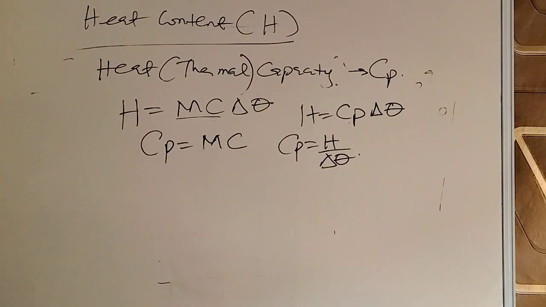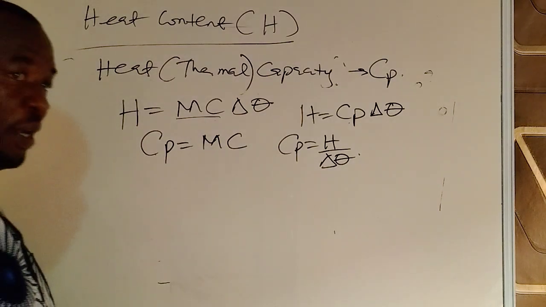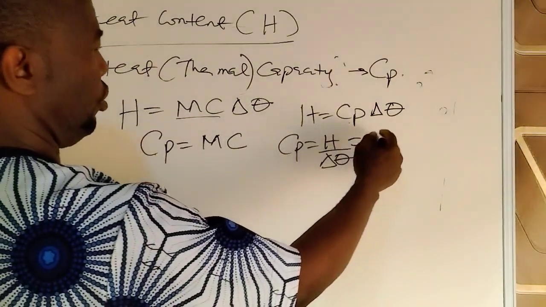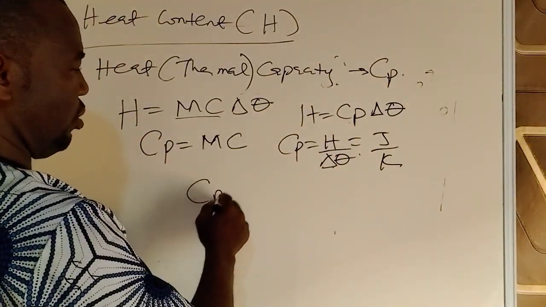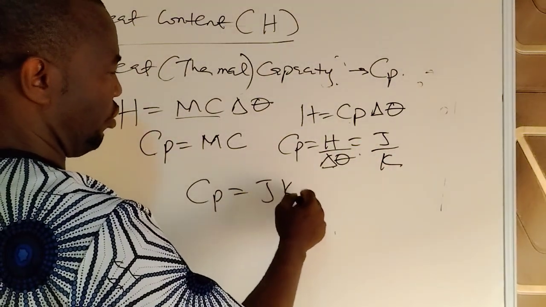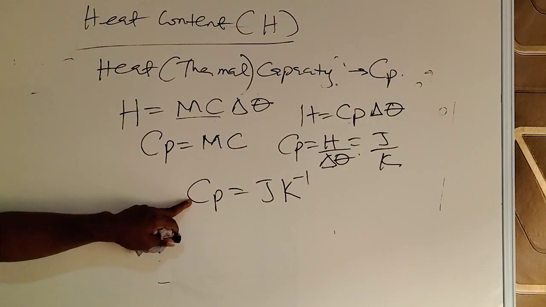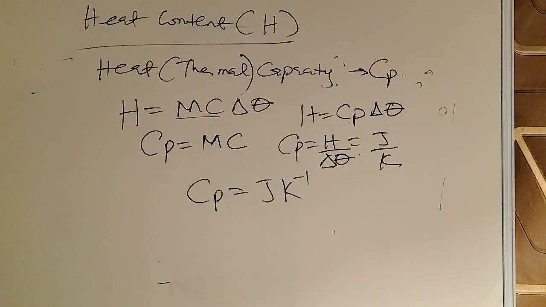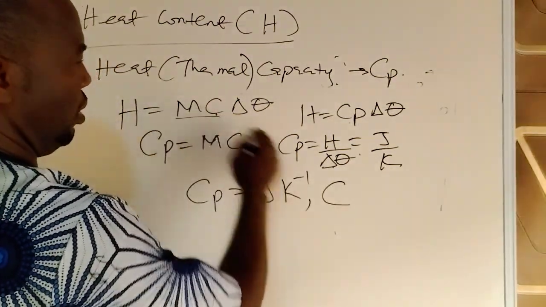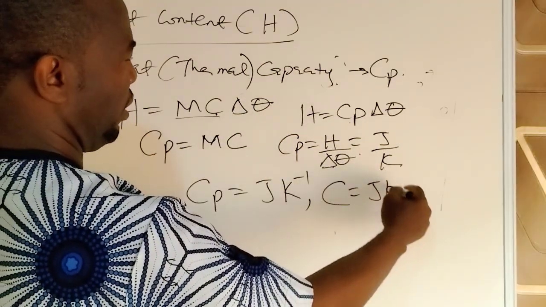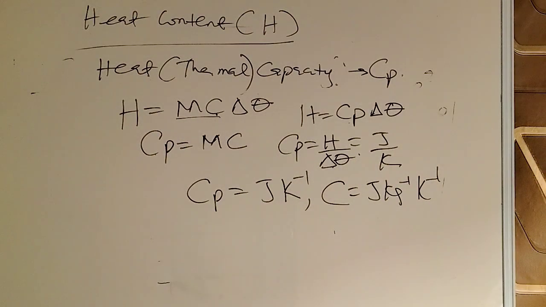Now, what is the SI unit of thermal capacity or heat capacity? Heat is joules, temperature is Kelvin. So the SI unit of this is joule per Kelvin. So this is the difference. The SI unit of heat capacity or thermal capacity is joule per Kelvin, but the SI unit of specific capacity is joule per kilogram per Kelvin. See the difference between the two terms.